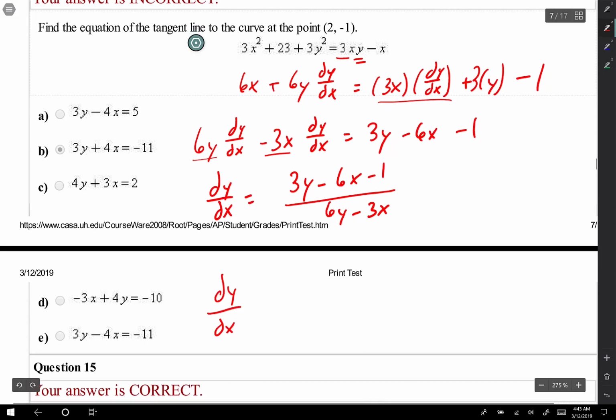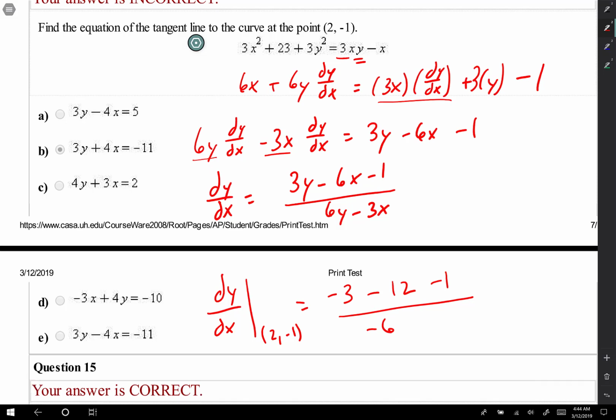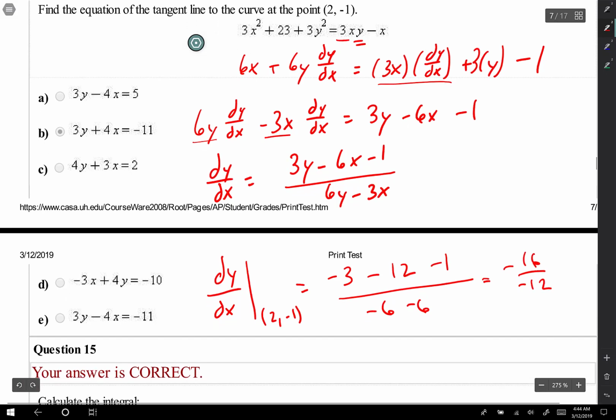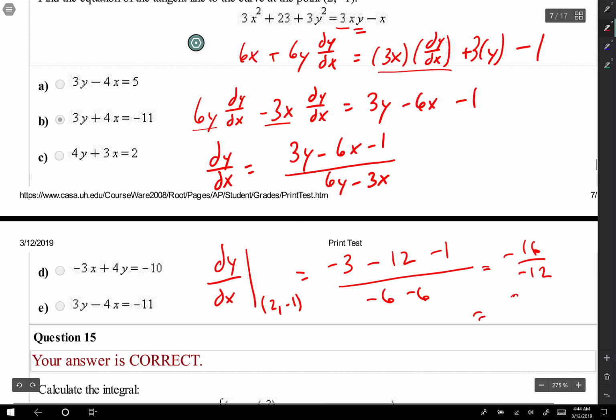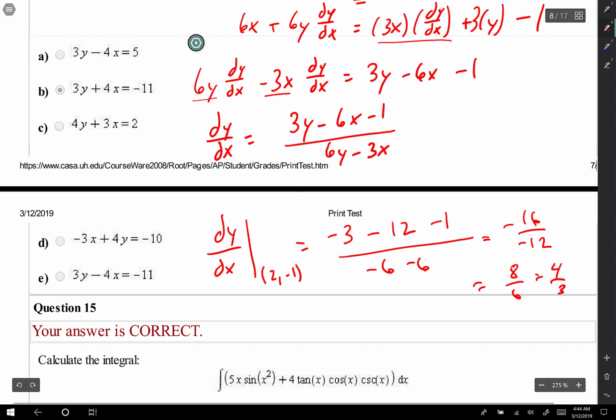So dy/dx evaluated at (2, -1) is, let's see, 3 times negative 1 is negative 3, minus 6 times 2 is 12, minus 1, all over 6 times negative 1 is negative 6, and then 3 times 2 is 6 again. So let's see what we have here: 12, 13, 14, 15, 16, so negative 16 over negative 12. That reduces to 8 over 6, which is 4/3. So there's my slope. So here it is: y plus 1 equals 4/3 times (x minus 2).